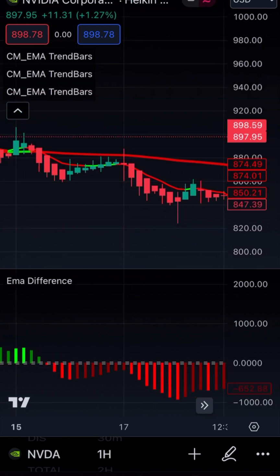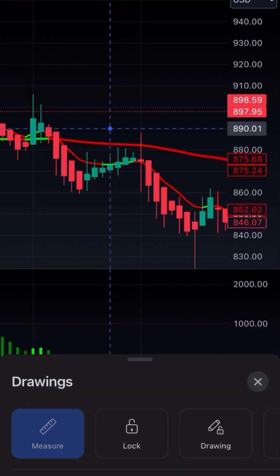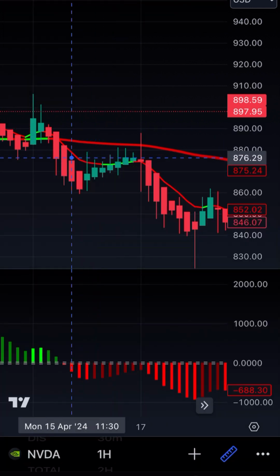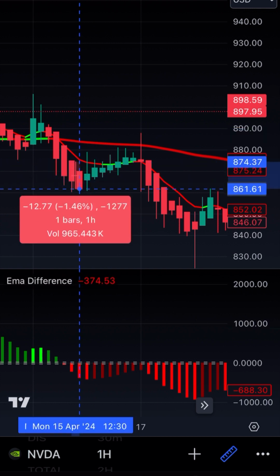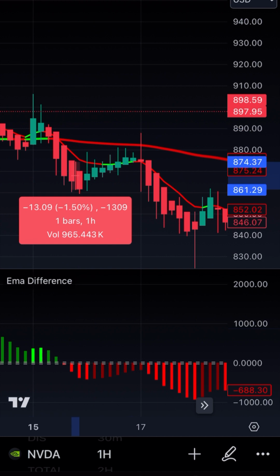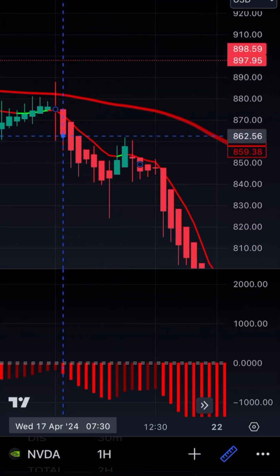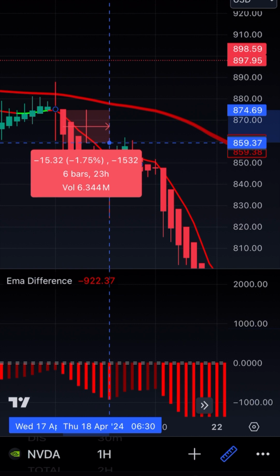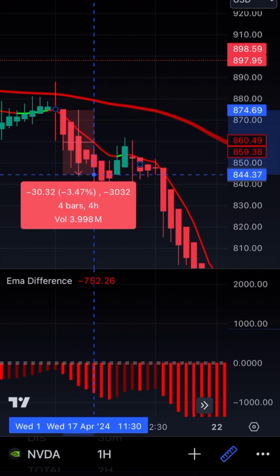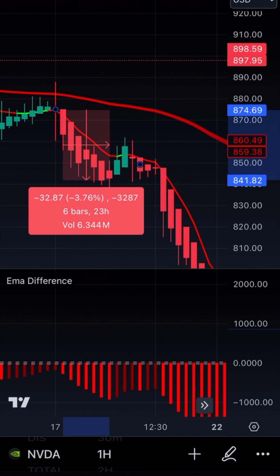Let's see, the next time that it crossed was right here. You could ride it out for about right here. This is only a 2-hour trade right here. 1 hour actually. It's a $12 difference in price. You can get in right about here. Ride this one out. This is an intraday move here. This is a $32 difference in price.